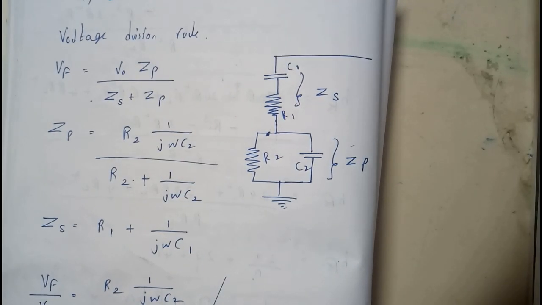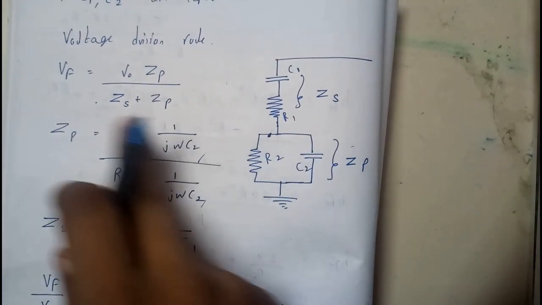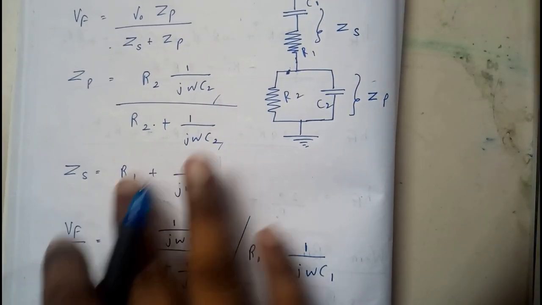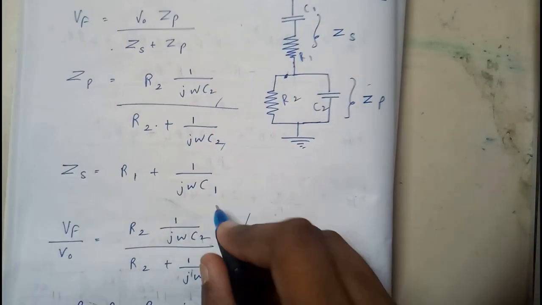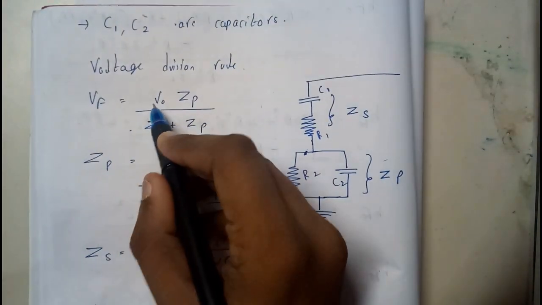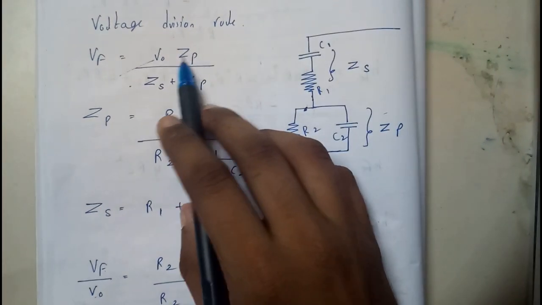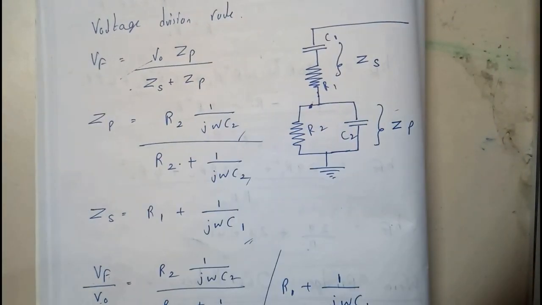That's really important, guys. Okay, so somehow we got ZP, that is Z in parallel. And series is nothing but adding them. That's it, we will be getting fine. So now just send this that side. So we're gonna get VF by V0. Okay. ZP, ZS, ZP. Substitute the values, guys.